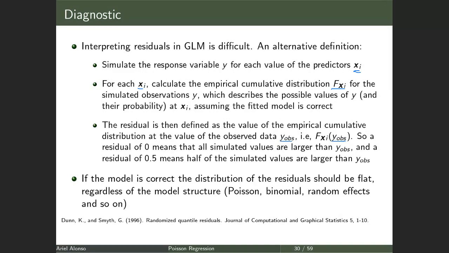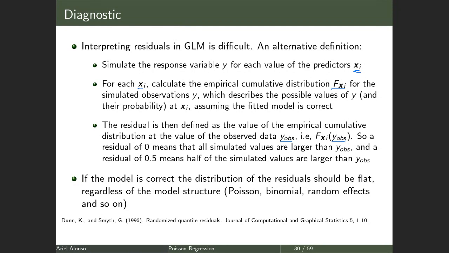So for instance, a residual of 0, what is the meaning of that? That means that all the simulated values were larger than the value you actually observe there. That may be an indication that something is not right with that model. Because you assumed the model is correct and generated values of y, but all the values you generated happen to be smaller than the one you actually observe. So the model kind of predicts values that are smaller than what you actually observe. That will mean a residual equal to 0. What will a residual equal to 0.5 mean? Well, that will mean that half of the simulated values are larger than the observed value.